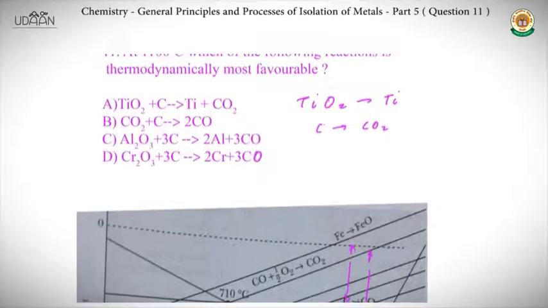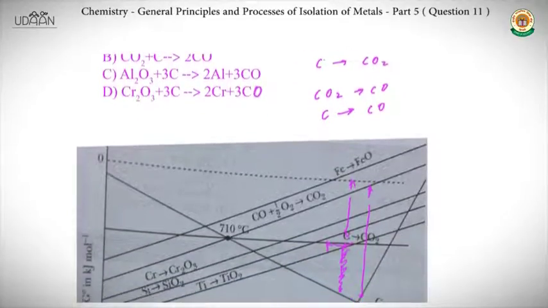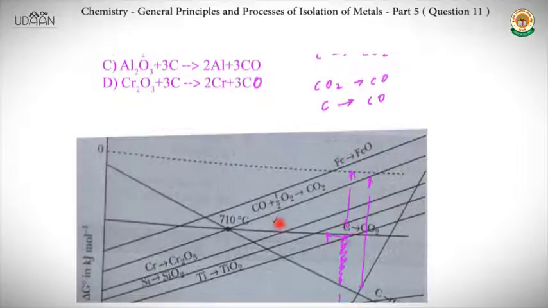Now we move on to the second part. CO2 plus C gives you twice CO. We can write it down as CO2 going to CO and C going to CO. If you analyze the first reaction, CO2 going to CO, we can judge it through this line. At 1100 degrees Celsius, this will be negative by this much amount. So actually the reverse reaction is what is being asked, and this is positive by approximately this much amount.